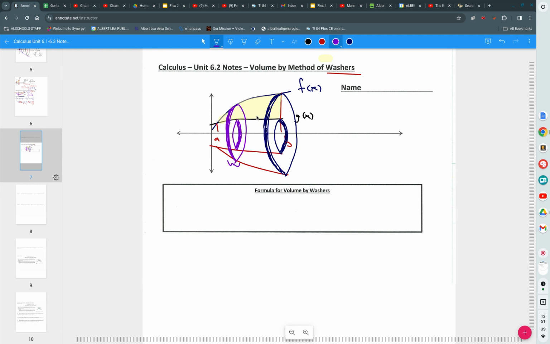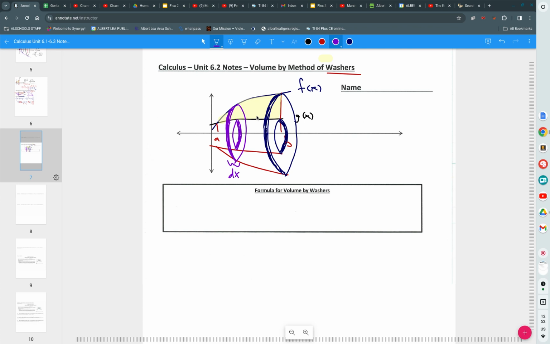All right. Let's look at the purple washer. Does it have thickness of dx or dy? Yes. It has thickness of dx. Very important that we identify right away whether it's a dx problem or a dy problem. So we know that that's the thickness, but now we need the area of that washer shape.